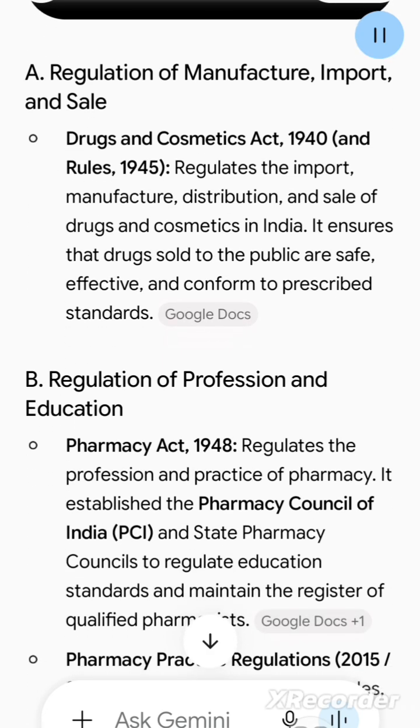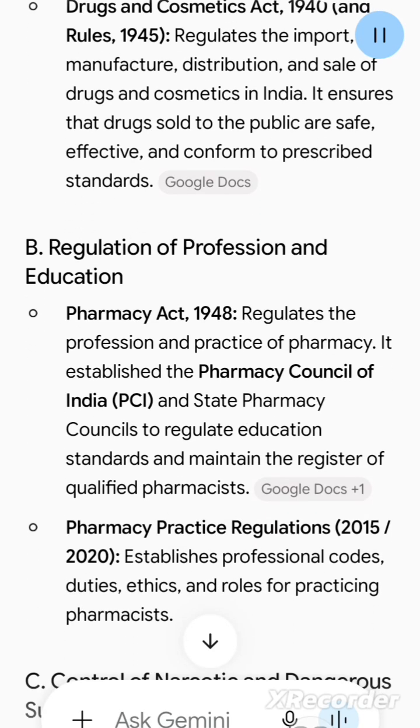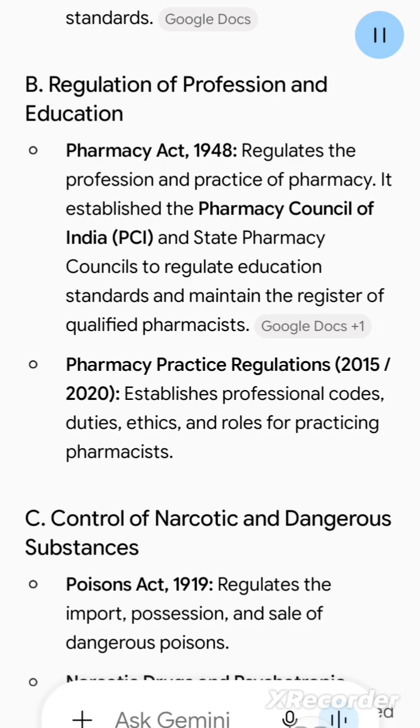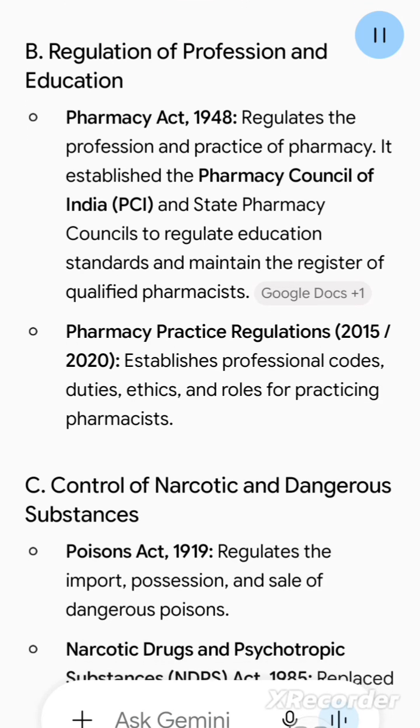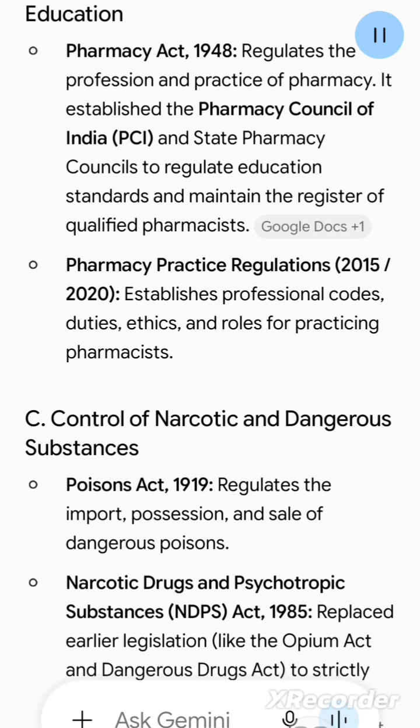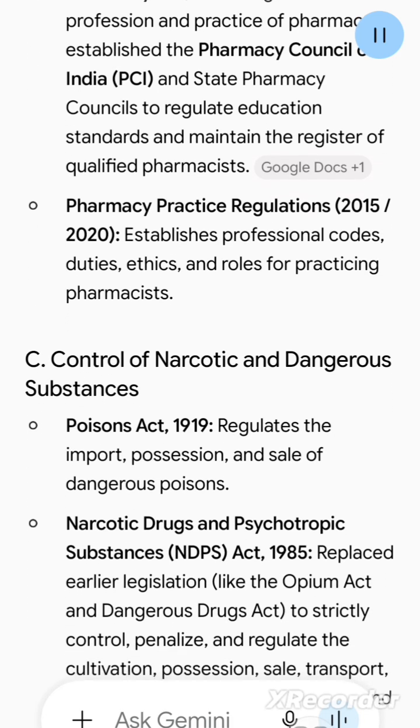B. Regulation of profession and education. Pharmacy Act 1948 regulates the profession and practice of pharmacy. It established the Pharmacy Council of India, PCI, and state pharmacy councils to regulate education standards and maintain the register of qualified pharmacists. Pharmacy Practice Regulations 2015-2020 establishes professional codes, duties, ethics and roles for practicing pharmacists.